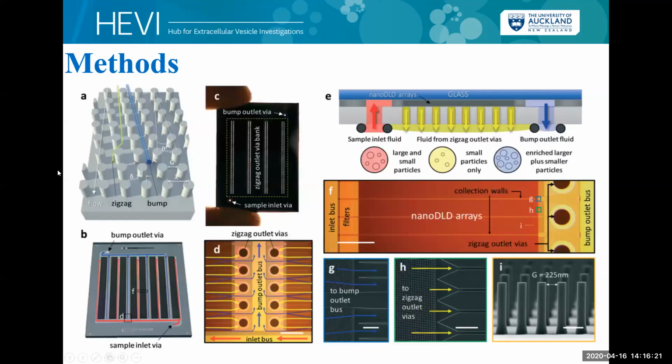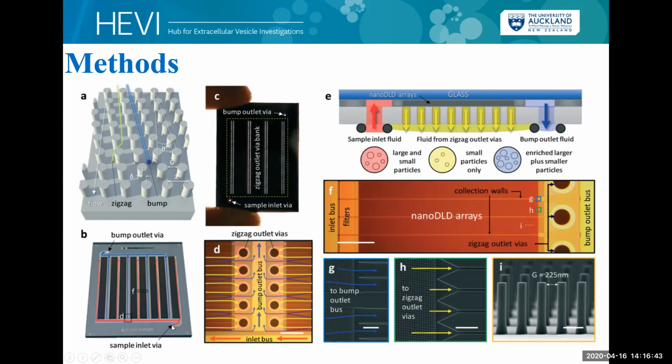And so here's a general diagram of how the sample would flow through. The sample, this is from before, where you can see that the smaller particles zigzag, the larger ones bump through. And then here's where you would input your sample, and it flows through all of these pillar arrays. And those that get bumped go into a separate outlet.